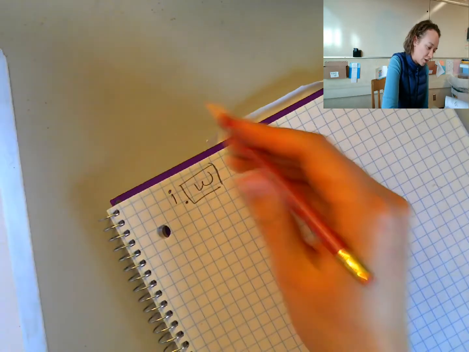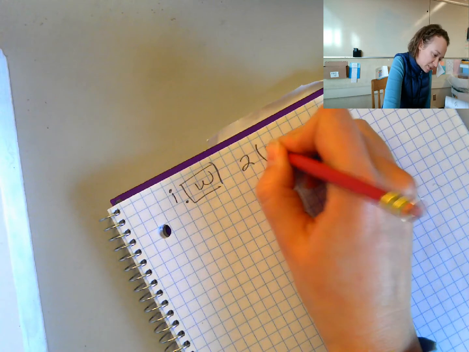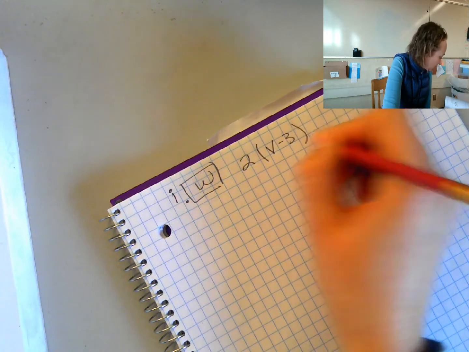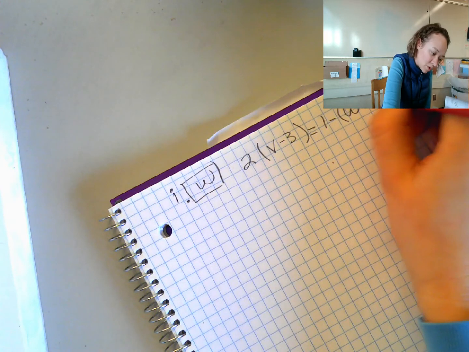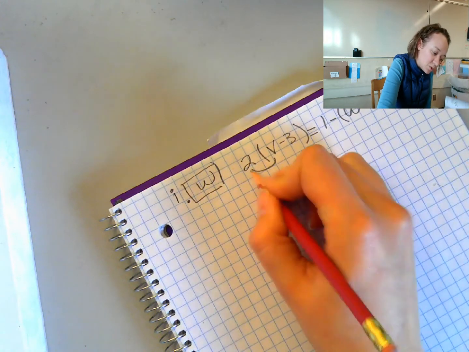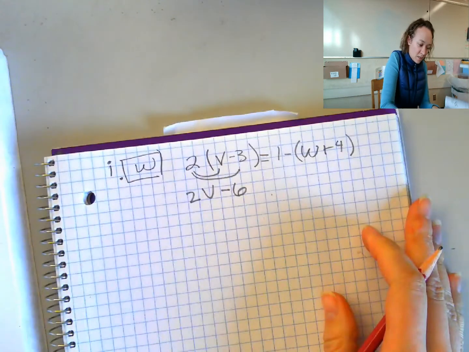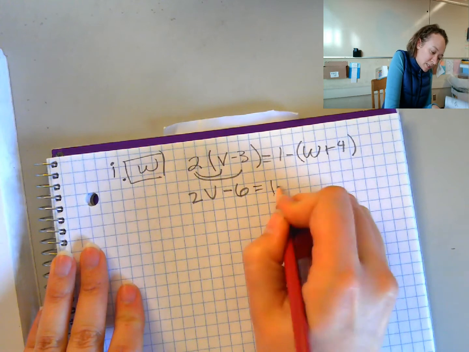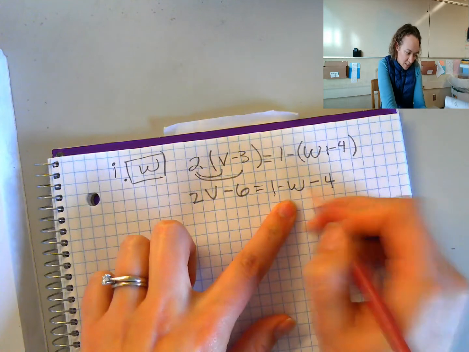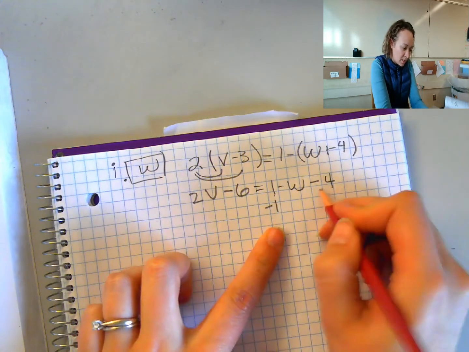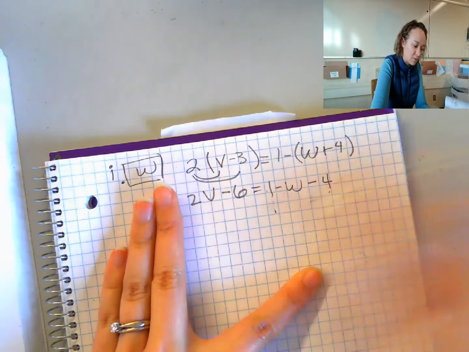Now we're going to solve on I, we're going to solve for w. We have 2, then in parentheses, v minus 3, equals 1 minus w plus 4. So 2v minus 6 equals 1 minus w minus 4. We're trying to get w alone, so I just need to take away the 1 and add the 4. Maybe I should combine those first. Let's combine those first. That's a nice way to do it.